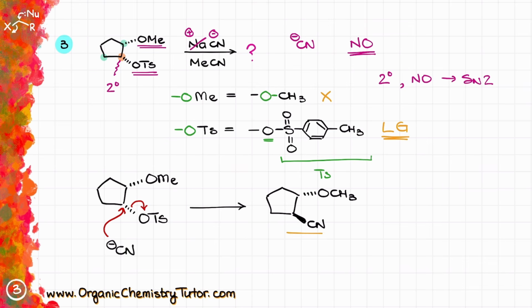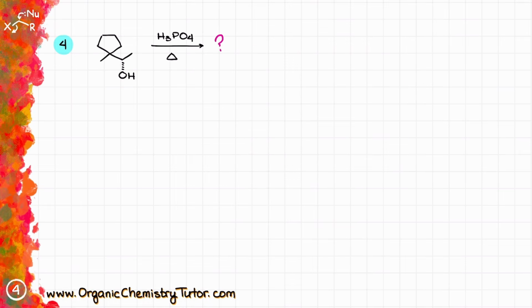Notice that I did show my cyanide on the wedge, looking at me right away, because due to the inversion of the stereochemistry, due to the backside attack, we had to bring our nucleophile from the opposite side, from where our leaving group used to be. Alright, moving on, this looks like a fun reaction here.